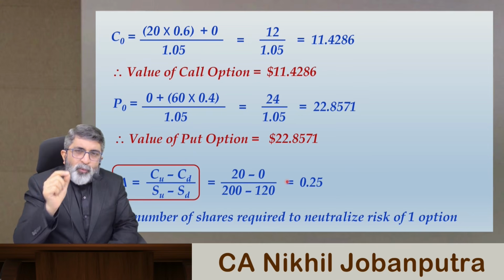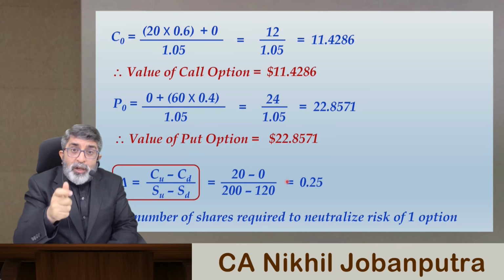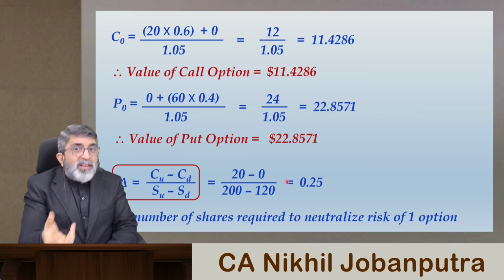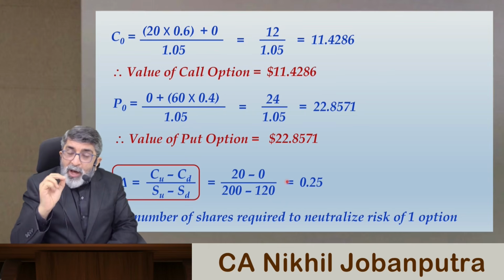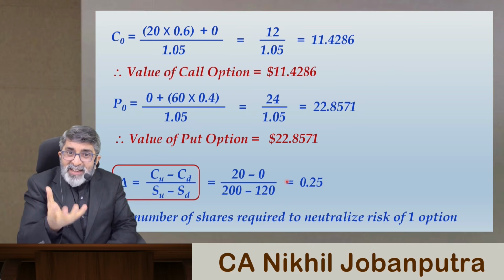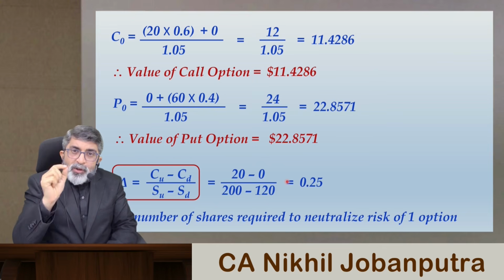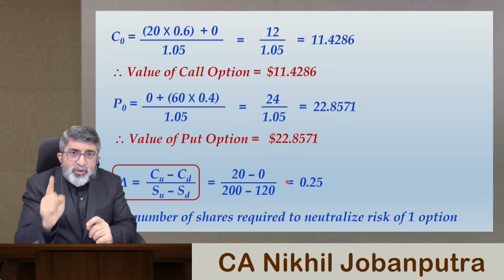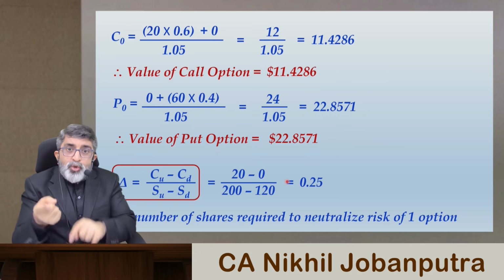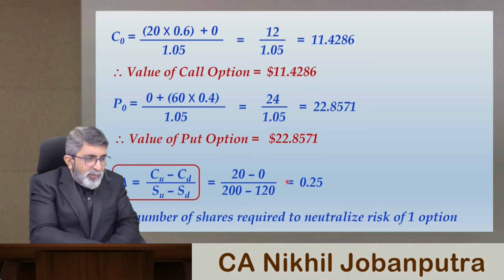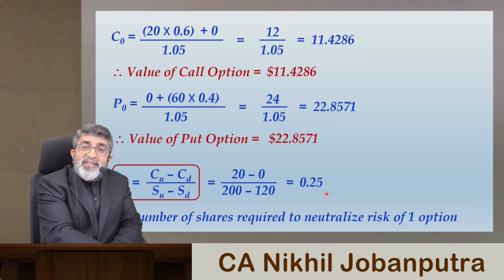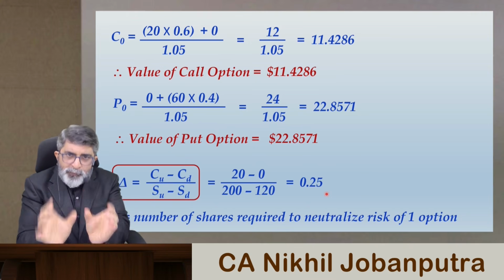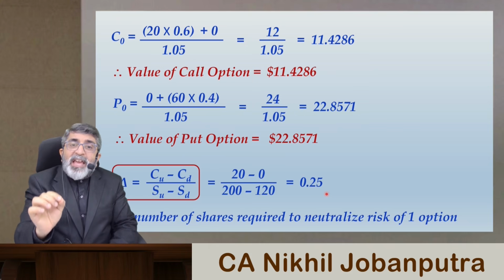So what happens when you write a call? Understand the point. When you write a call, you create a big risk for yourself, correct? So after writing the call, when you sense that high degree of risk, you would want to hedge that risk. So simply what you should do, against each call option that you have written, you should buy delta shares. That means in this example, you should buy 0.25 share for every one call option that you have written. If you do that, your portfolio is hedged.